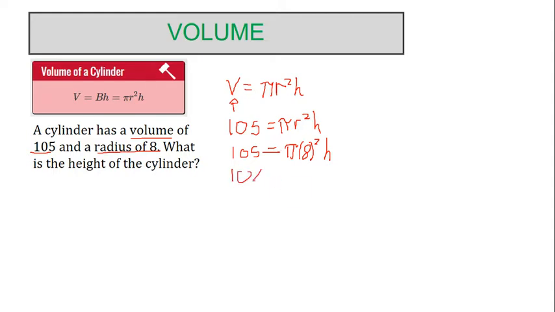So we get that 105 is equal to, remember we have to square first. So that would be 64. So it's like saying pi times 64 times the height. If you really wanted to right now, you could go ahead and continue to simplify this right-hand side if you wanted to get a decimal equivalent, right, and multiply the pi times the 64.